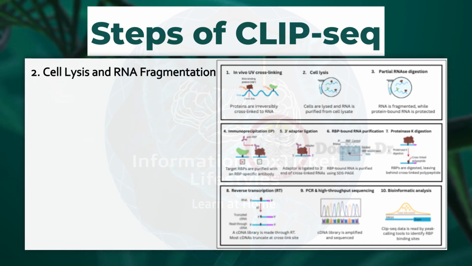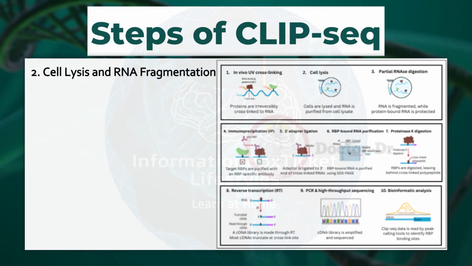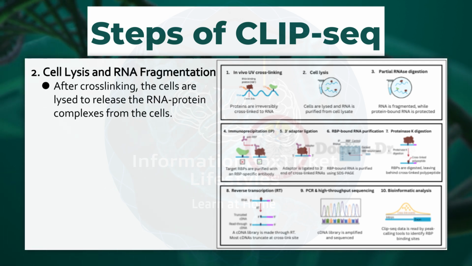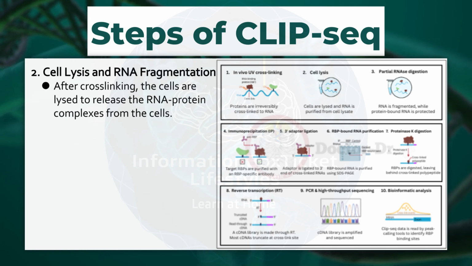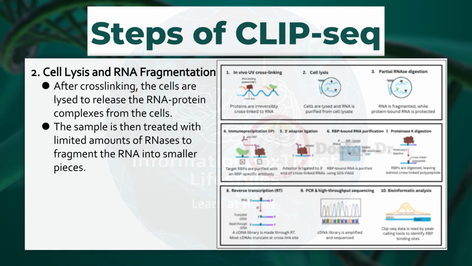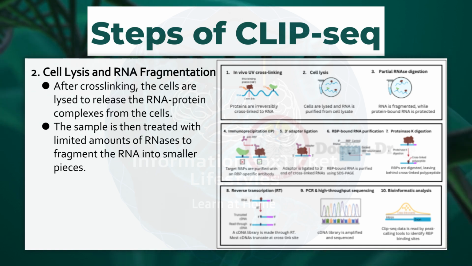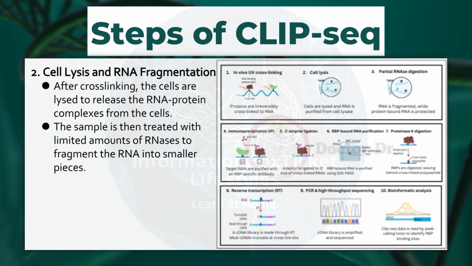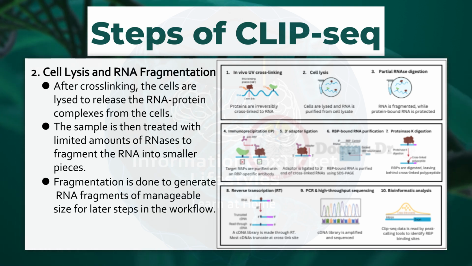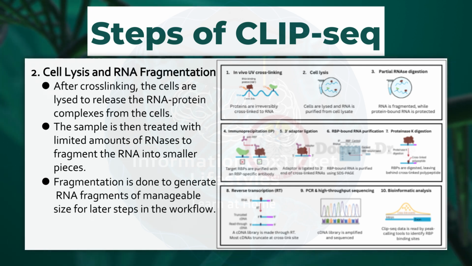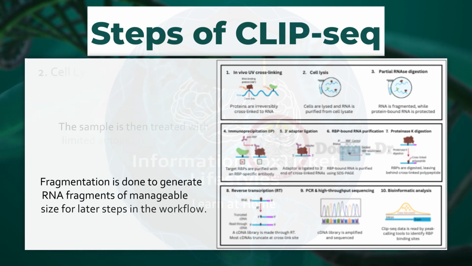Second, cell lysis and RNA fragmentation. After crosslinking, the cells are lysed to release the RNA-protein complexes from the cells. The sample is then treated with limited amounts of RNases to fragment the RNA into smaller pieces. Fragmentation is done to generate RNA fragments of manageable size for later steps in the workflow.